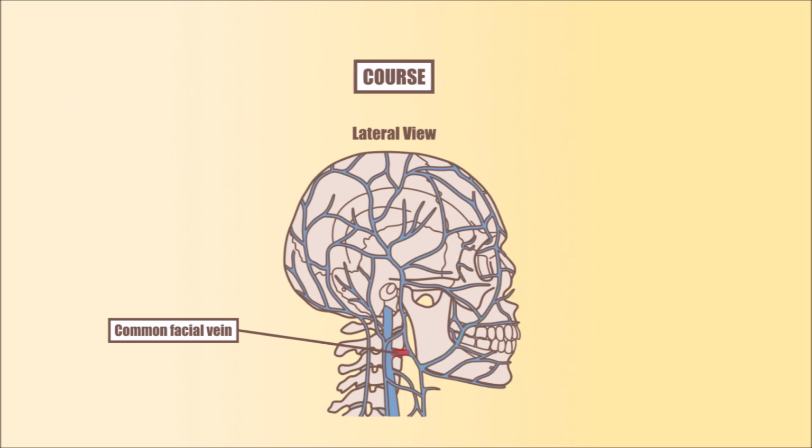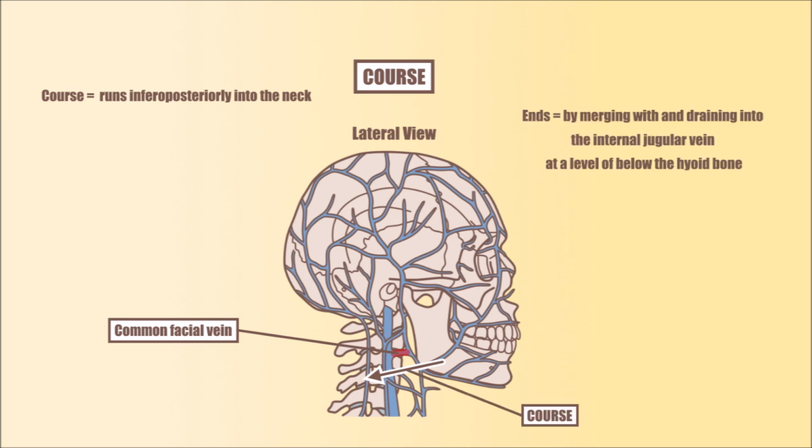What is the course of this vein? This vein runs infero-posteriorly into the neck. This vein ends by merging with and draining into the internal jugular vein at the level below the hyoid bone. The internal jugular vein can be seen here highlighted in yellow.